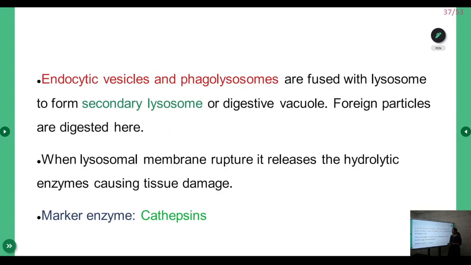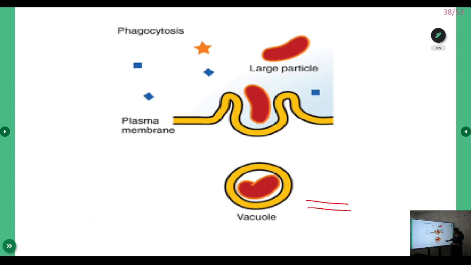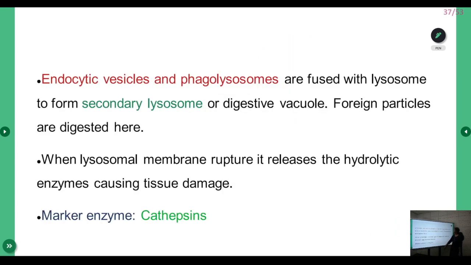So the endocytic vesicles and the phagolysosomes fuse with the lysosome to form a secondary lysosome or a digestive vacuole, where the foreign bodies get digested. When the lysosomal membrane ruptures, it will release the hydrolytic enzymes, causing tissue damage. So what happens is that the phagolysosome fuses with the lysosome to form a secondary lysosome or a digestive vacuole. The foreign substances get digested there. When the lysosomal membrane ruptures, it releases the hydrolytic enzymes causing tissue damage.